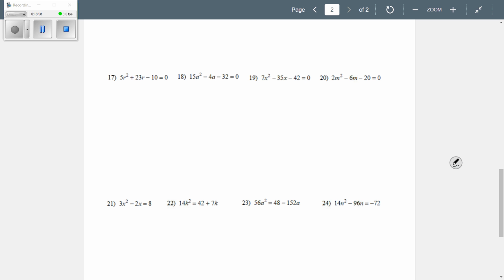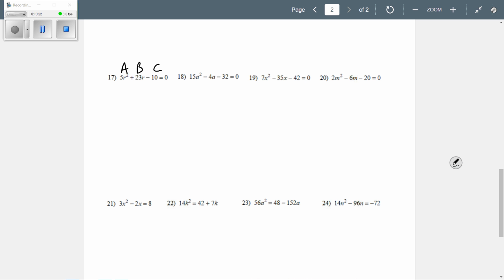So number 17, we have 5r squared plus 23r minus 10. When we do it in the calculator, still label A, B, and C. That's important. So in the calculator, we go to scratch pad calculate, not graph, because we're not graphing. Menu, 3, enter, enter. Make sure the degrees are 2. Then pops up 3 boxes.